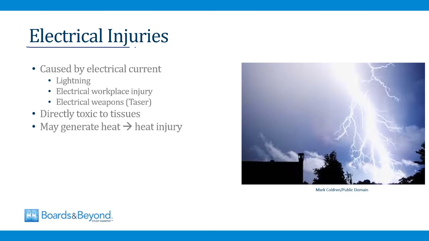Let's talk briefly about electrical injuries. Electrical injuries are caused by electrical current. So this could be from a lightning strike, an electrical workplace injury. It could even be by someone who is attacked with an electrical weapon like a taser. And electricity is directly toxic to tissues. It also can generate heat, and so that can lead to heat forms of injury.